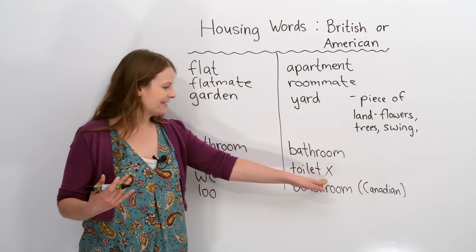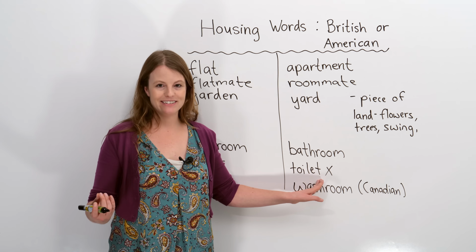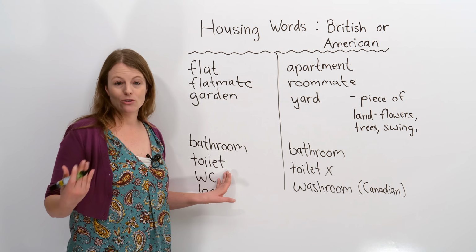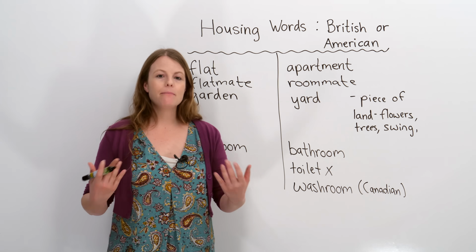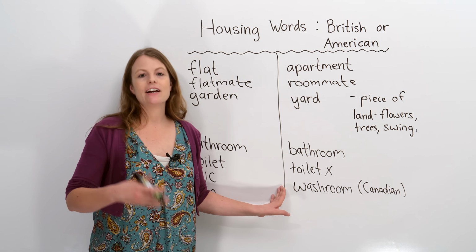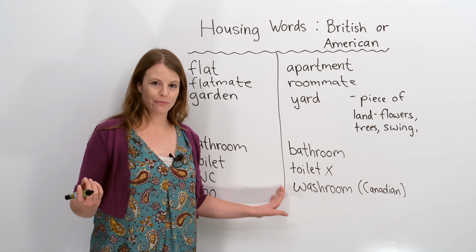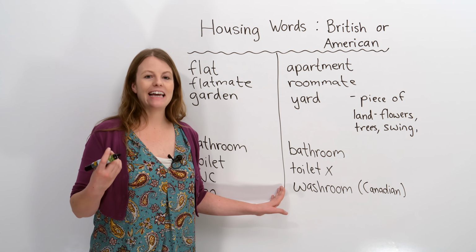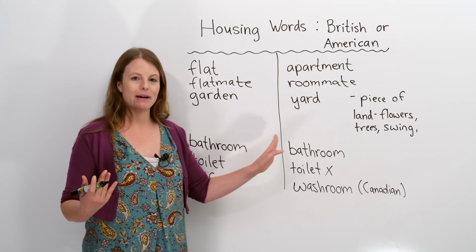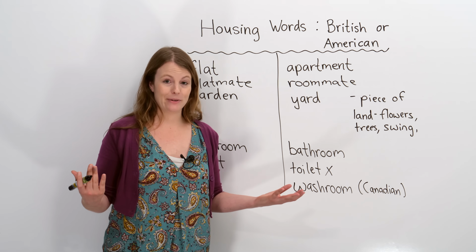So I've put an X here. You would say, where's the bathroom? You would not say, where's the toilet? in general. Whereas here, it's okay to say, where's the toilet? So there's a bit of a difference there. In Canadian English, we have another word we use for bathroom, and that is the word washroom. Washroom is a very Canadian word. Whenever I use that with my British friends or my American friends, they don't know this word. They don't use it in this way.